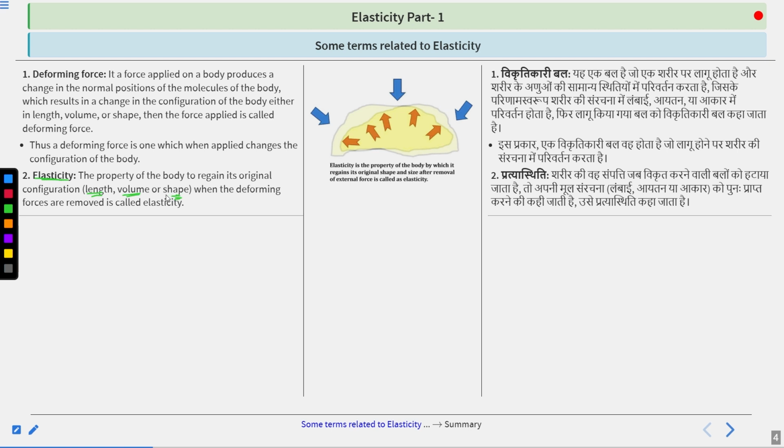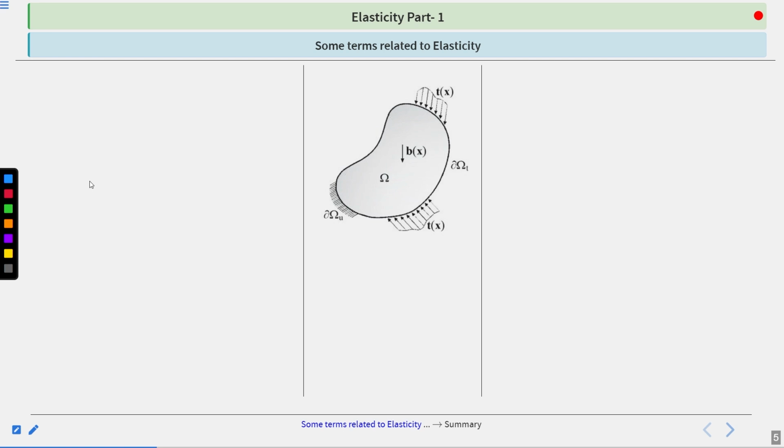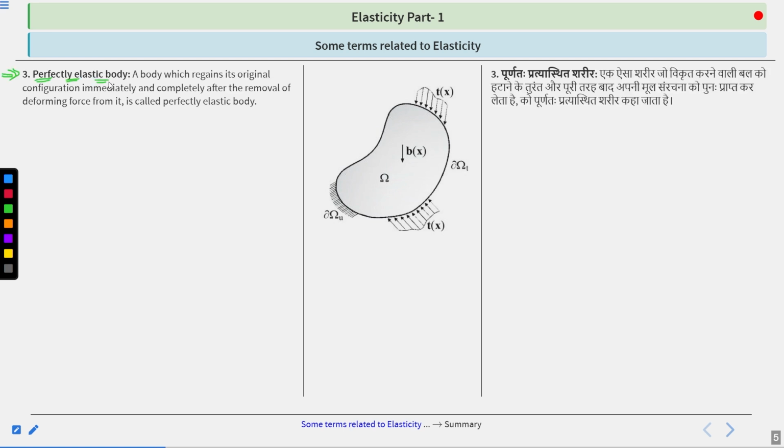And when you stop doing it, when you release the force, the deforming force is removed. Again, the body will regain its original configuration in terms of length, volume, or shape. That is known as elasticity. Now, a perfectly elastic body is a body which regains its original configuration immediately and completely after the removal of the deforming force from it.